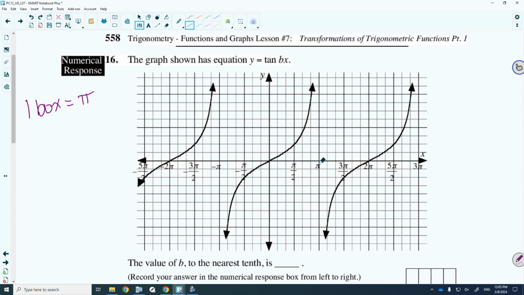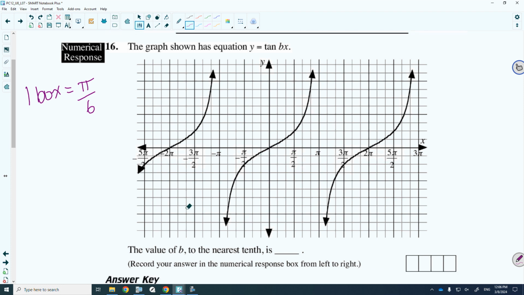So starting from here, it'd be 1, 2, 3, 4, 5, 6. One box is worth pi over 6. Okay, that's what one box is. So it's just good habit to be able to count. Now, we could double check by saying here's 0, this is 1 pi over 6, 2 pi over 6, 3 pi over 6, 4 pi over 6, 5 pi over 6, 6 pi over 6.